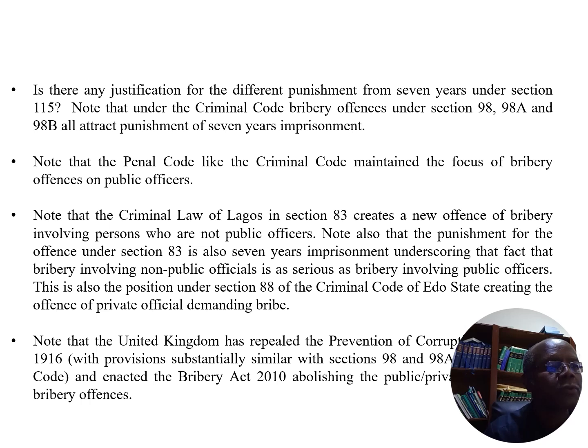The Prevention of Corruption Acts of 1889 to 1916 has provisions which are substantially similar to Sections 98 and 98A of the Criminal Code. But under the Bribery Act of 2010, this dichotomy between public and private bribery offenses has also been abolished in England, so that the offense under the Bribery Act now covers both public and private sector participants.